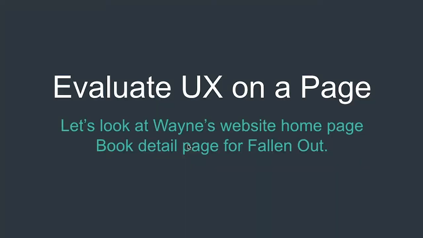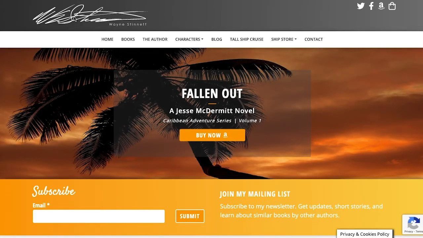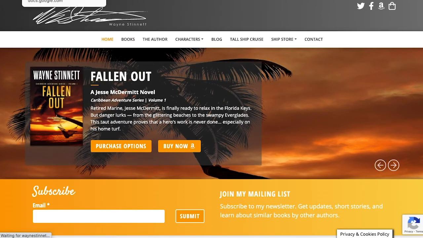So let's evaluate UX on a page. We'll look at Wayne's homepage and his book detail page for Fallen Out. So on his homepage, we have 14 call to actions and 7 of them are above the fold. We've got 3 slides here. The slide has a purchase options button, which goes to the book detail page, or a buy now button, which goes directly to Amazon. So these are great call to actions.